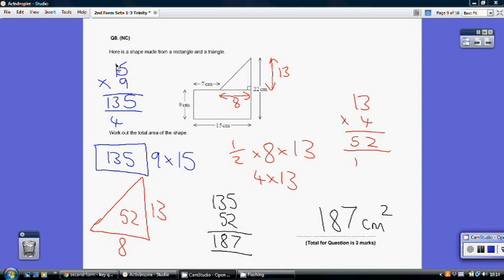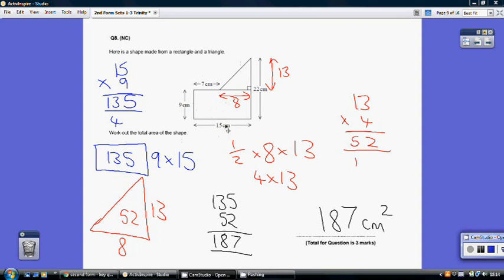Question 8. So we're told we've got a shape here made up from a rectangle and a triangle, and we've got to work out the total area of this shape. So all we're going to have to do is work out the area of the rectangle, the area of the triangle, and add these 2 areas together. Now exam technique is really important in something like this. You might not be able to get all the marks, but just pick up the easy marks.